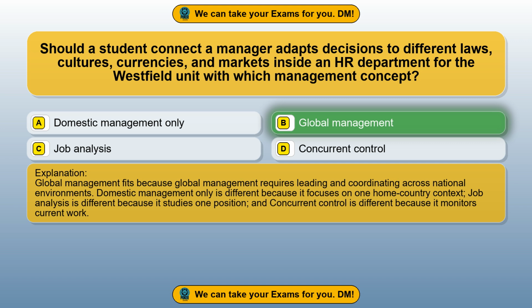Global management fits because global management requires leading and coordinating across national environments. Domestic management only is different because it focuses on one home country context. Job analysis is different because it studies one position, and concurrent control is different because it monitors current work.